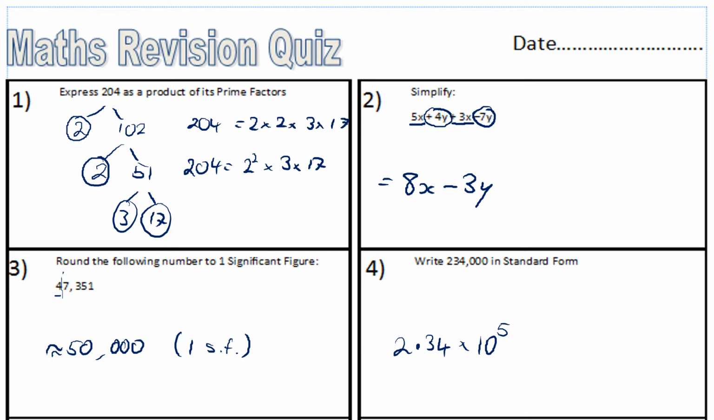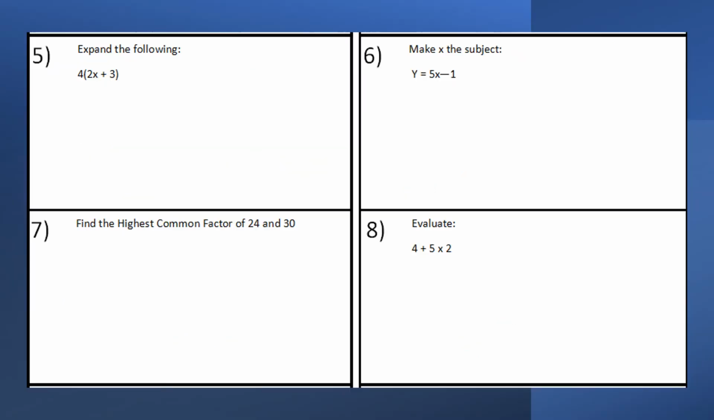Good, okay, next question. Expand. So we want to expand this, that means multiply everything inside the brackets by what's on the outside. So we've got 4 times 2x, 8x. We've got 4 times 3 is 12. And it's a positive 3, positive 4, so it's add 12.